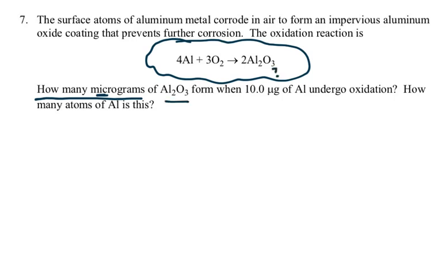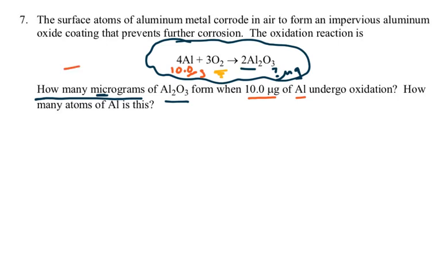So how many micrograms of that stuff form, and let's call that one that color, form when 10.0 micrograms of aluminum does a reaction, okay? And it doesn't have anything at all to do with oxygen. It doesn't tell us anything at all about oxygen. We don't even mention it. So who cares?